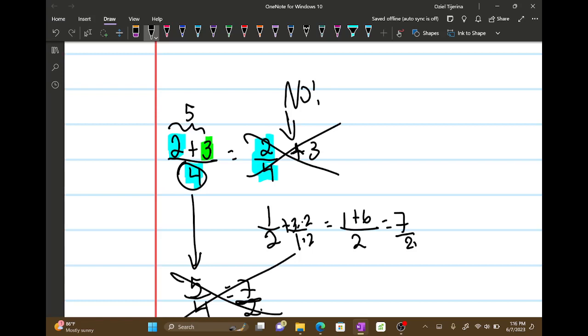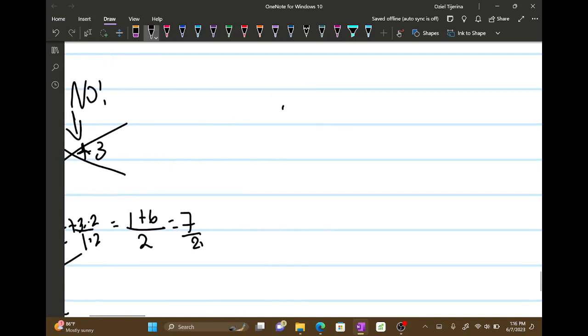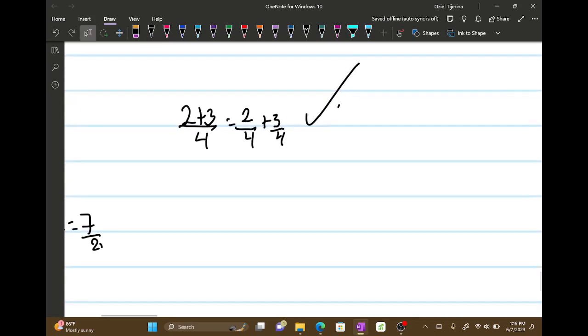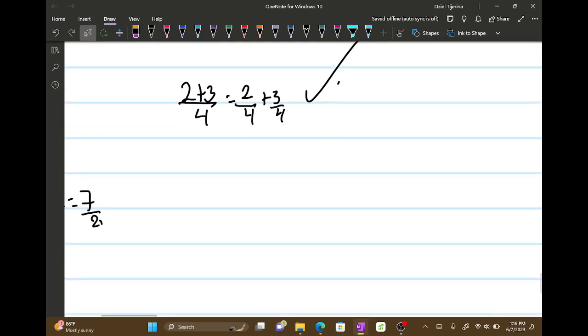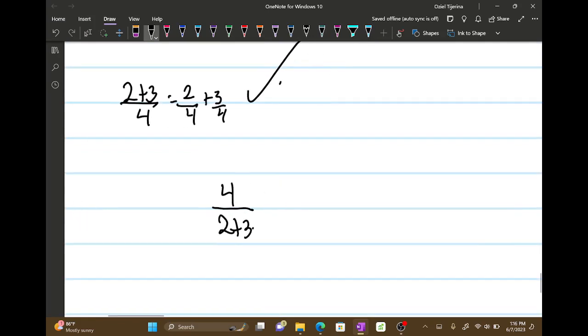We have to do what's on the top and then do what's on the bottom. You can say 2 plus 3 over 4 is 2 over 4 plus 3 over 4. That is okay to say because they have the common denominator. Another thing I want to say about this is the other way around. If I say 4 over 2 plus 3, a lot of people think that this is going to be 4 over 2 plus 4 over 3.